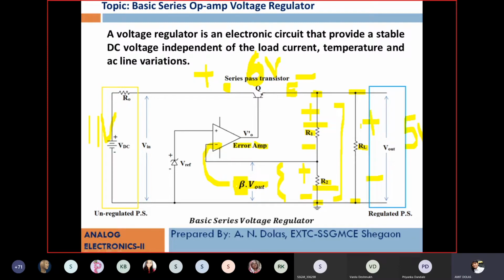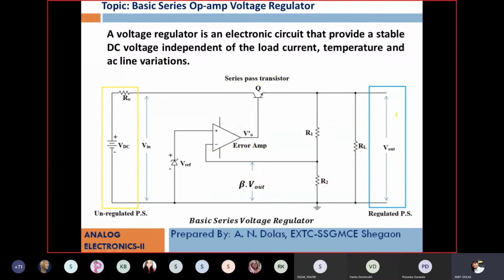Suppose Vout is increased. Expected is 5 volt because we designed it for 5 volt. If Vout is trying to increase to 6 volt, what will happen? The voltage across R2 will increase. Due to that, beta Vout will increase, which will ultimately increase the negative terminal voltage of the differential mode of the op amp, that is the error amplifier.